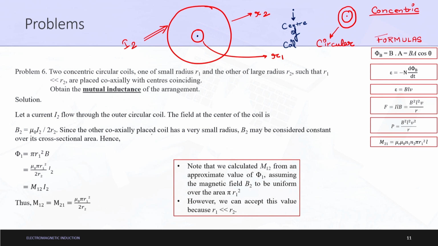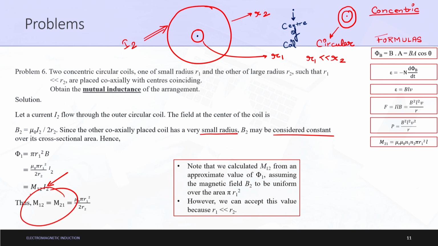Since the other coaxially placed coil has a very small radius, that is, R1 is very small compared to R2, B2 may be considered constant over its cross-sectional area. This is the assumption being put here. Therefore phi 1 is nothing but B dot A. The area is pi R1 square, so phi 1 is mu naught pi R1 square upon 2R2 into I2, and this is nothing but M12 into I2.